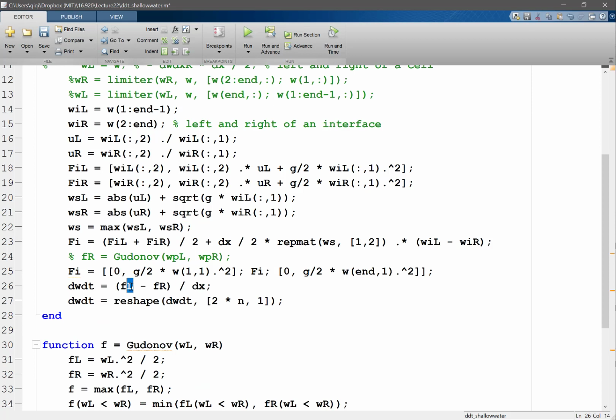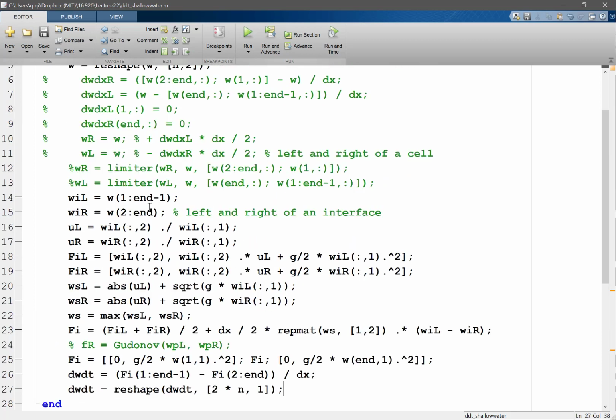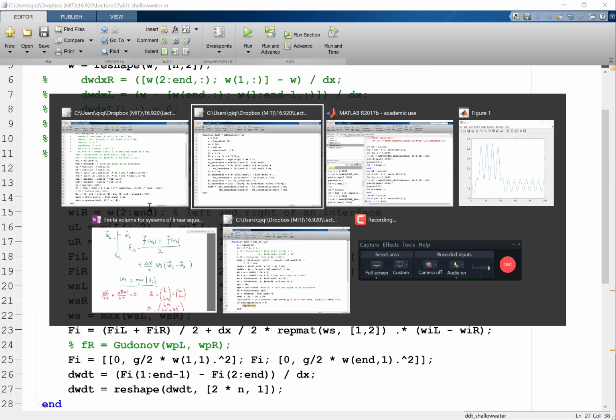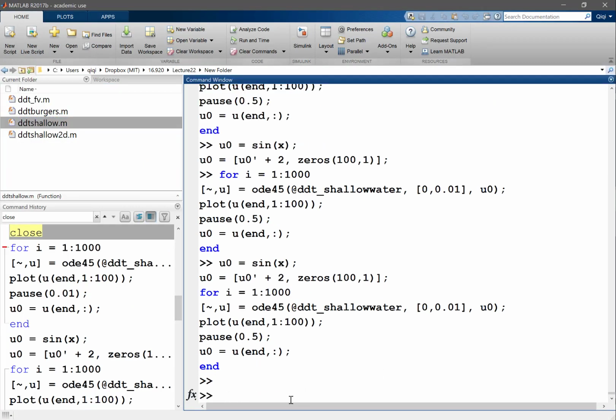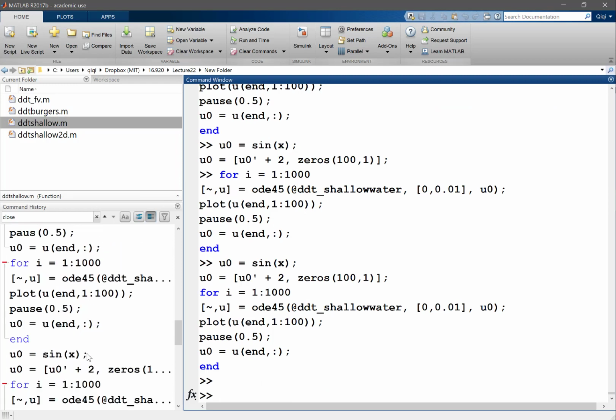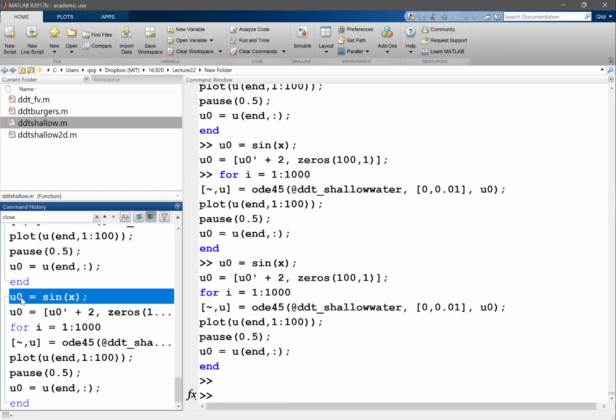So dw dt is going to be fi on the left minus fi on the right, right? So this seems to be very consistent with what we have been doing so far. Okay, so let's actually try this again.